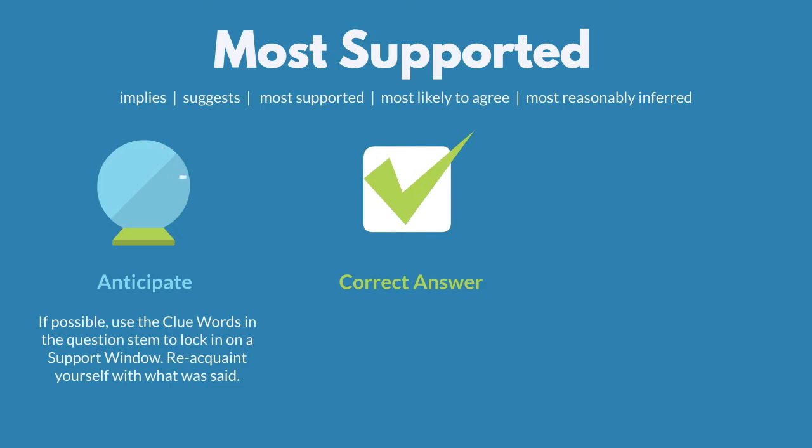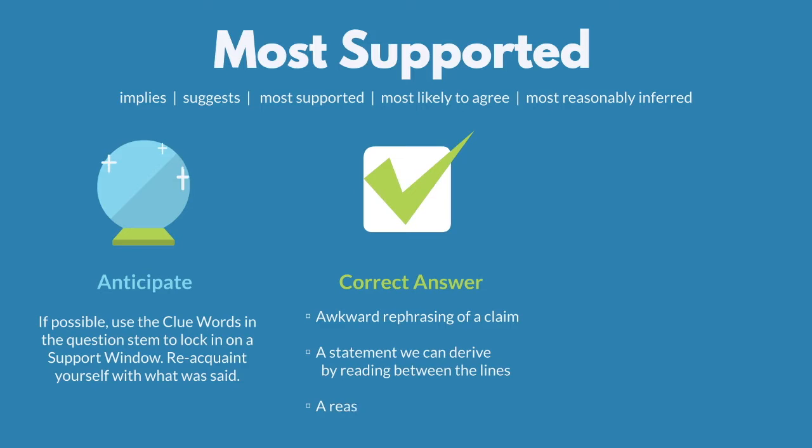It can come in different forms. Sometimes it's very derivable from one claim. It's just a very awkward rephrasing. Other times it was nothing that was ever said, but it's clearly conveyed if you read between the lines. But sometimes the correct answer is pretty loose. It'll just be a reasonable speculation. It's not actually said in the passage. It's not directly implied, but it seems that the author would be more likely to agree with that than any of the other answers.